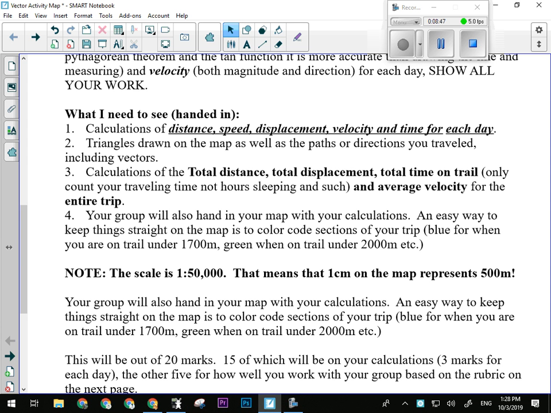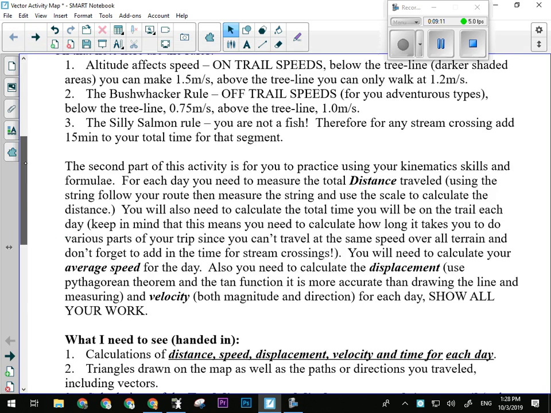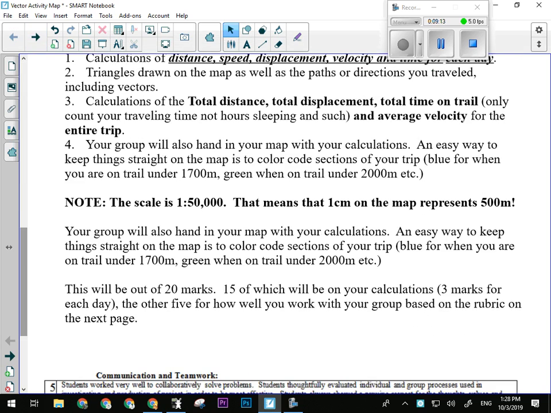And average velocity for the entire trip. Your entire trip starts here and ends here at 5. You are not going back to the start because that would be too easy. Your total displacement would then be zero, right, that's why we're not doing it. So you have to end here at 5. All right, so those are the things I want to see. For each day, 5 things, and then these things for the total trip.